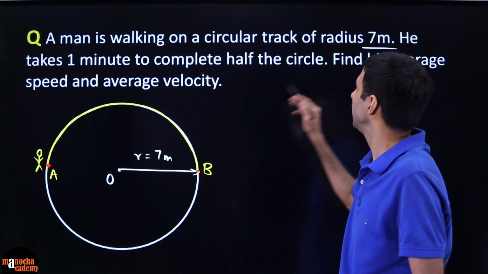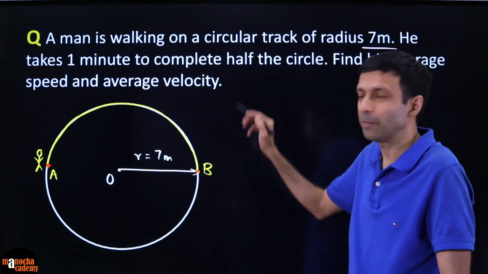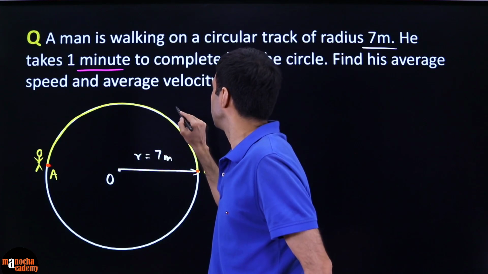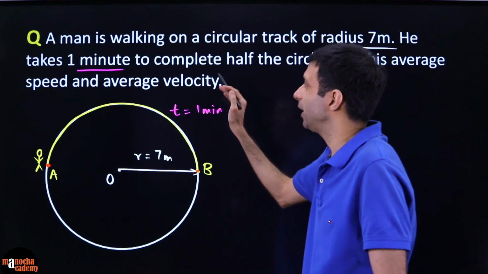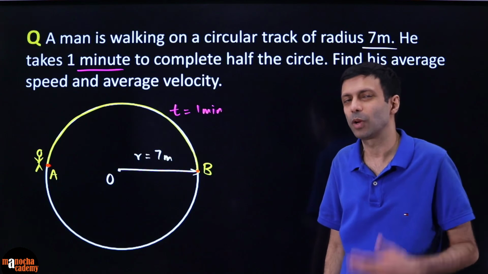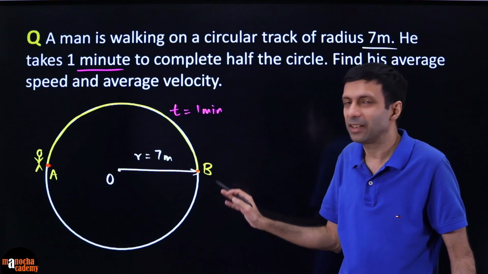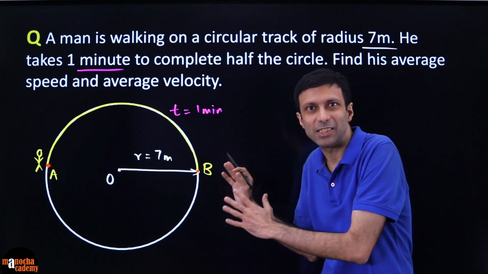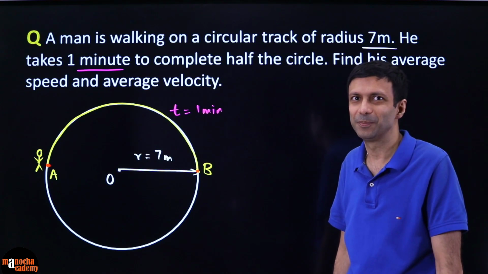This is what the question is saying. He completes half the circle and the time taken is 1 minute. So we can write time is 1 minute. We need to find his average speed and average velocity. So come on guys, try this out. It's very important. Draw the diagram, write down the data clearly. So now you can easily visualize the question. Let's work out what his average speed and average velocity will be.